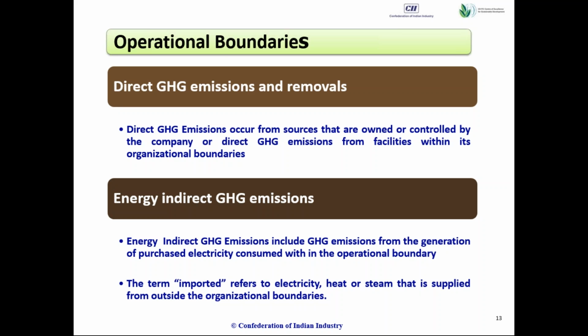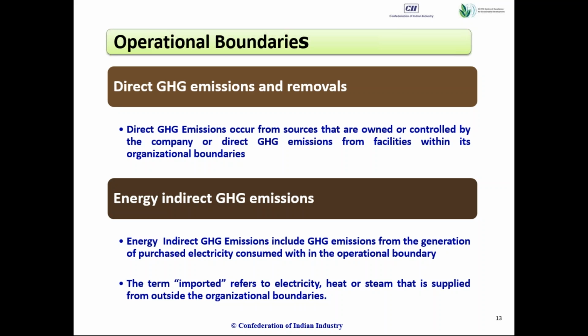Now, what do we understand by direct GHG emissions? Direct GHG emissions, these are from sources that are either owned or controlled by the company. In other words, a boiler within a company, the boiler is owned by the company, the coal that is used in the boiler that results in GHG CO2 emissions. So those will be direct GHG emissions. Energy indirect GHG emissions, these are the emissions from purchased electricity.